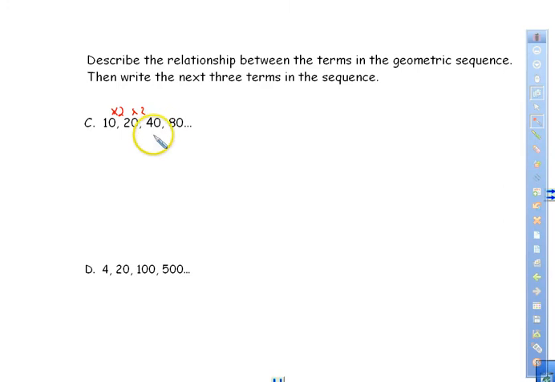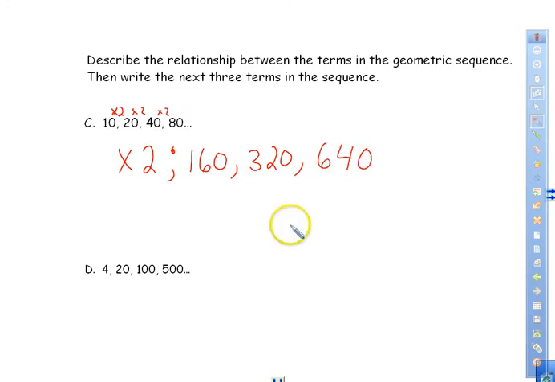So we multiply the next one by 2, and it does. 20 times 2 does give me 40, and 40 times 2 does give me 80. So my first relationship is times 2. And then we're going to find the next 3. We take 80 times 2, which is 160, then multiply that by 2 and get 320, and multiply that by 2 to get 640. Now go ahead and do letter D. So hit pause and solve.